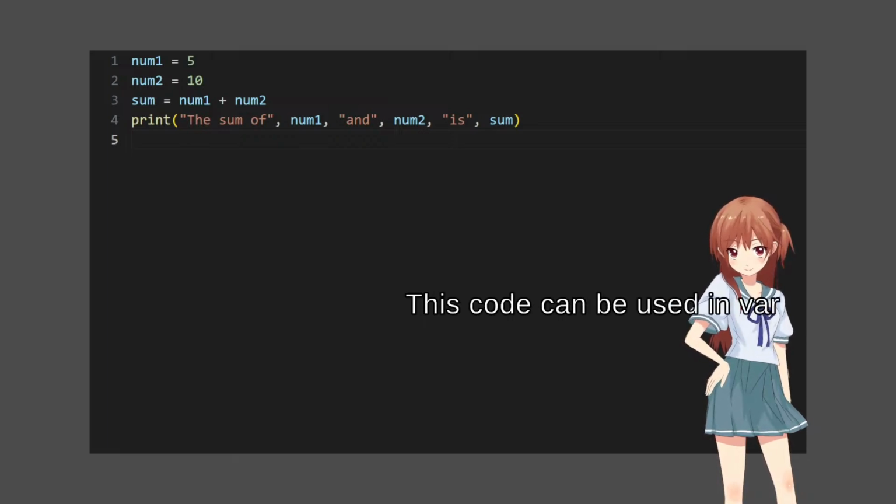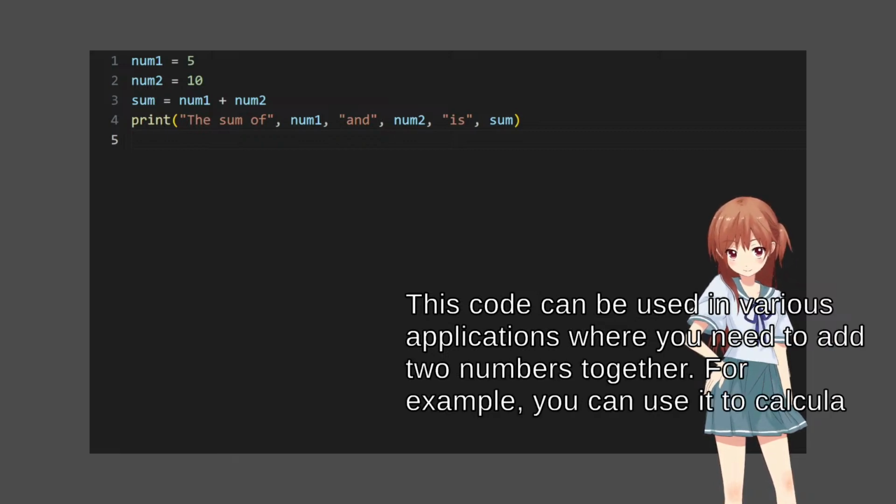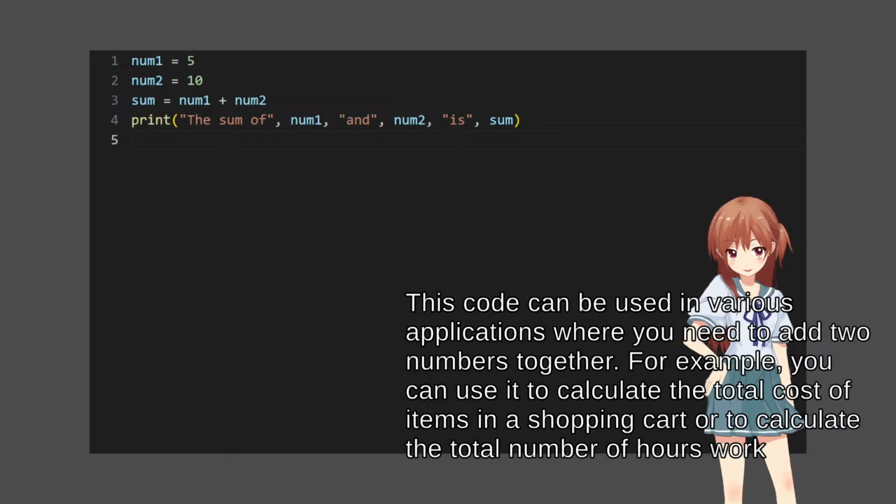This code can be used in various applications where you need to add two numbers together. For example, you can use it to calculate the total cost of items in a shopping cart or to calculate the total number of hours worked by an employee in a week.